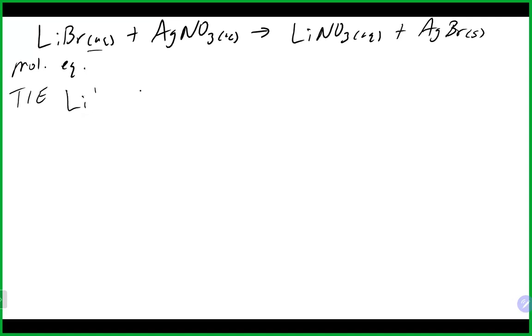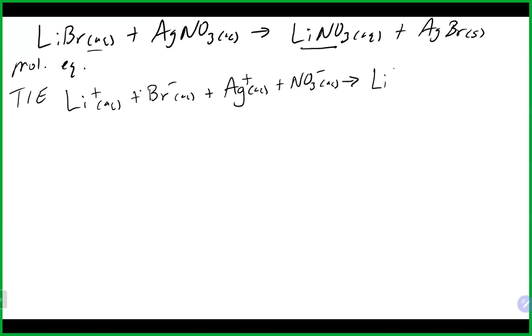Really, anything that is ionic, it's a safe bet for the most part to break it apart. So metal, non-metal, definitely: lithium ion and bromide ion. Silver nitrate is also going to break apart into a silver ion and a nitrate ion. This is also an ionic compound that is soluble, so it should break apart into lithium and nitrate. And lastly here, our solid will definitely stay together.